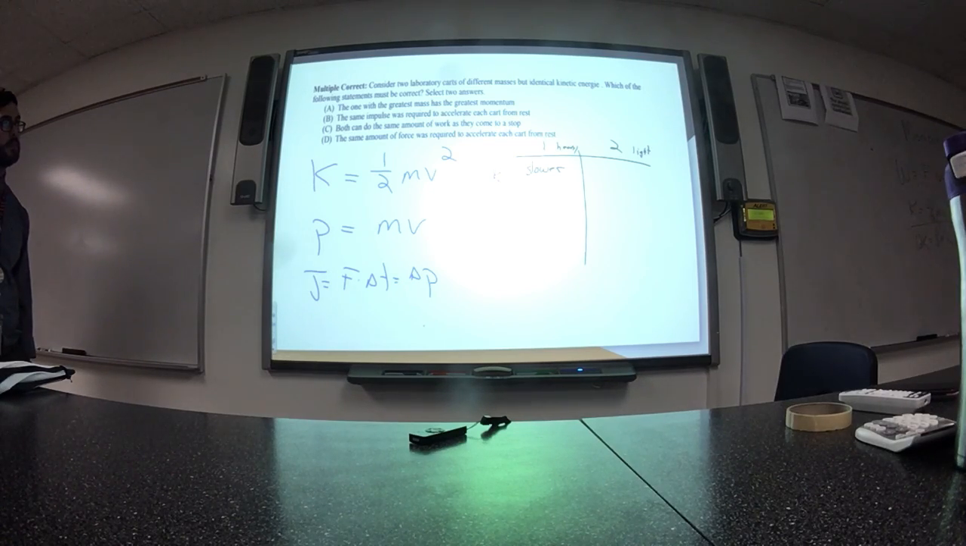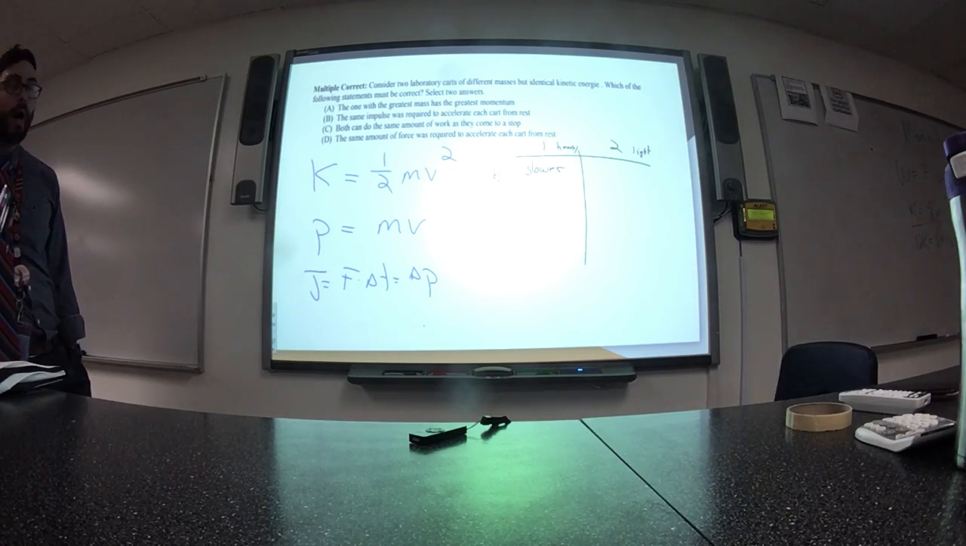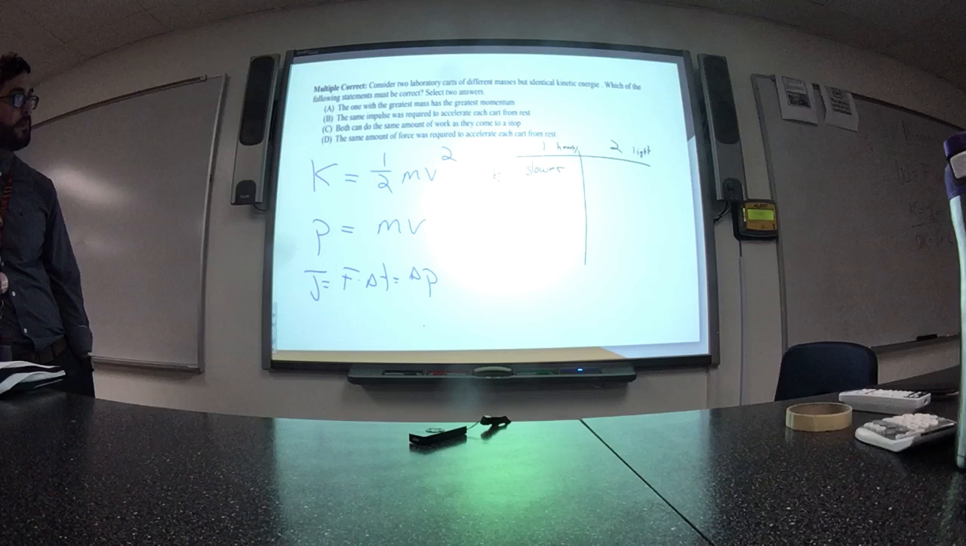B and D rely on each other. If B is true, then D must be true. So either they're both false or both true. Why is that true? Because the same amount of force was required to accelerate both cars from rest, right? And the same impulse, and the impulse is like F times delta t.